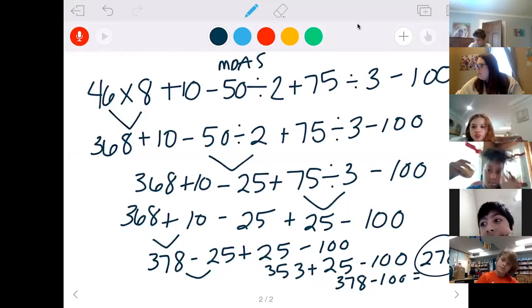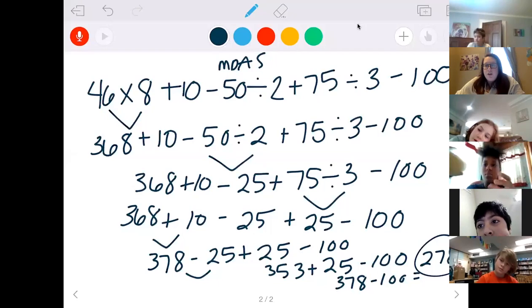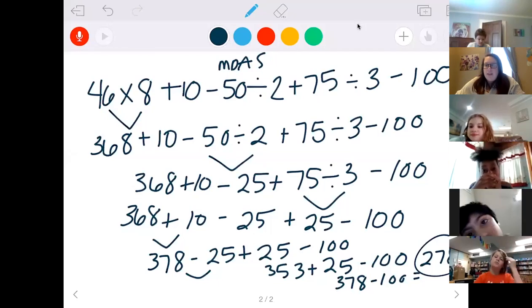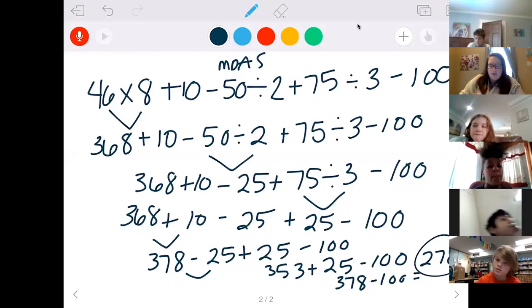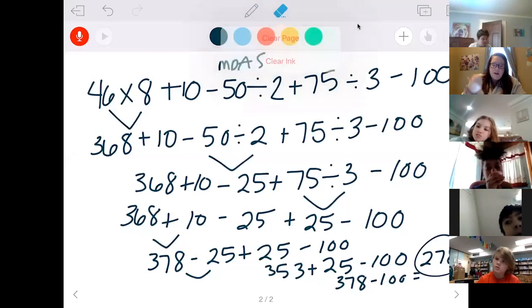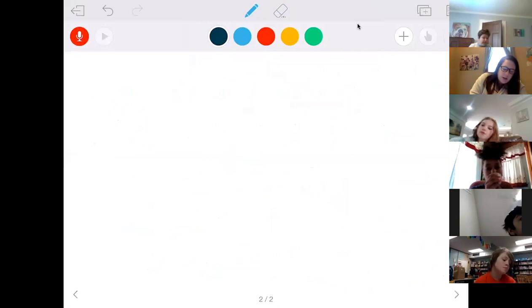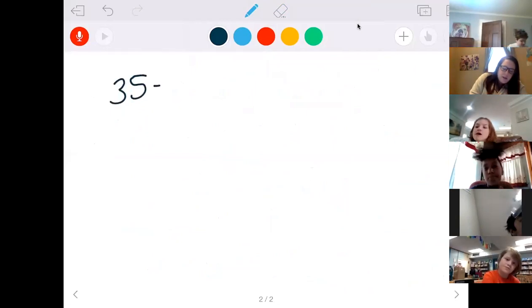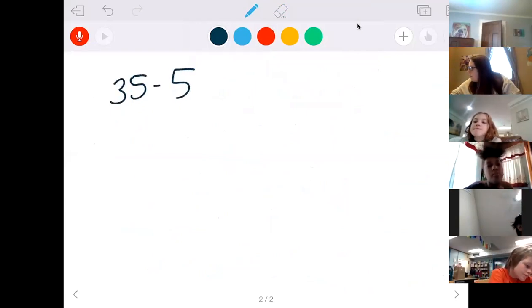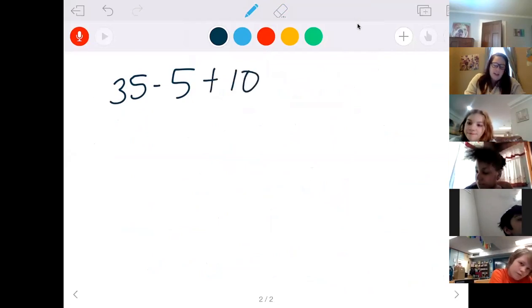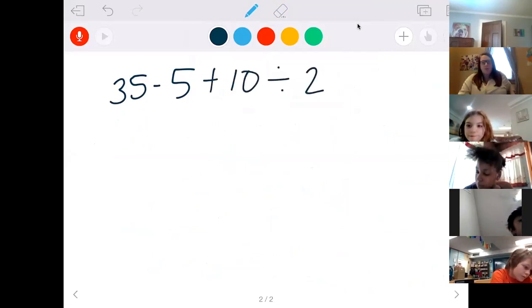So let's do one more practice one, an easier one, not like this one, for you to try. And then we're going to do some more practice. Then I'm going to let you go and do your classwork for the day. So let's do an easy one. 35 minus 5 plus 10 divided by 2. Those are more like the ones you're going to see.